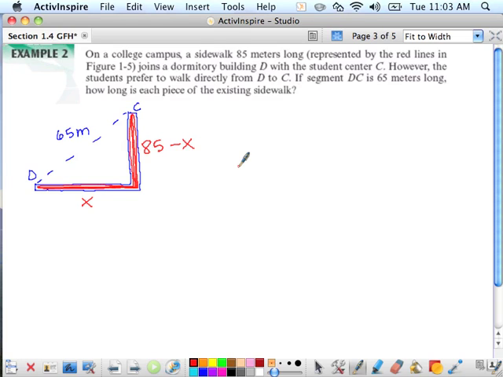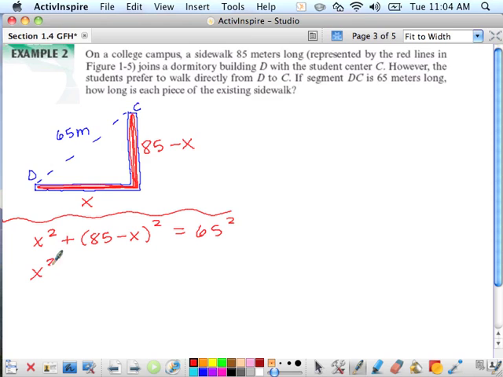So this leg squared plus this leg squared must equal the hypotenuse squared. So we could use the Pythagorean theorem to help us solve this problem. We have x squared plus the quantity 85 minus x, squared, equals 65 squared. So we have to square out this parenthesis.